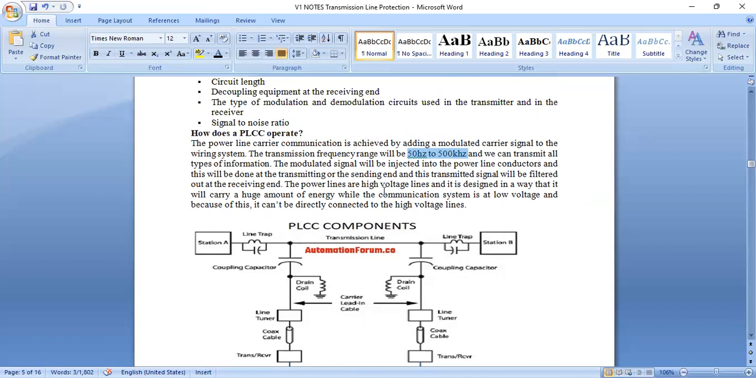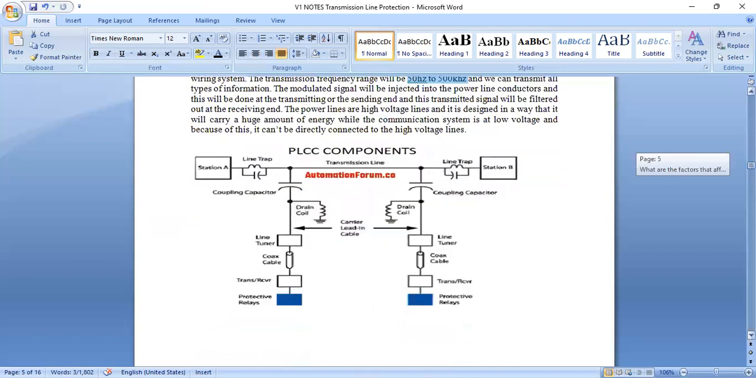So the power lines are high voltage lines, designed in a way that they carry a huge amount of energy, while the communication system is low voltage, and because of this it can't be directly connected to the high voltage line.